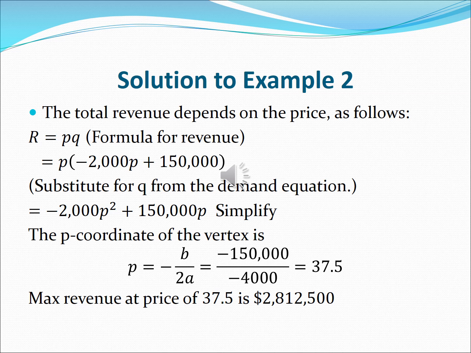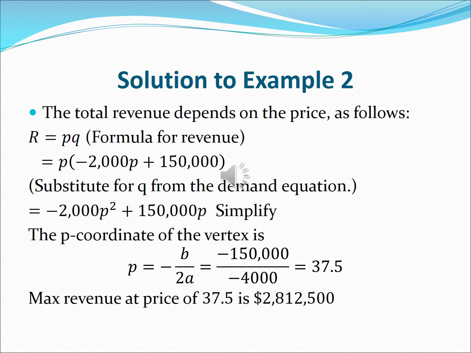A solution to example 2. The total revenue depends on the price. In order to find the revenue function, we use the formula R is equal to P times Q, price times the quantity of items. Substituting for Q equal to -2000 P plus 150,000, we multiply that by P to find the revenue function, and our revenue function becomes -2000 P squared plus 150,000 P.